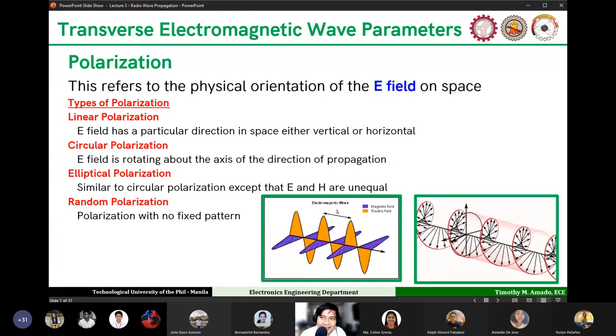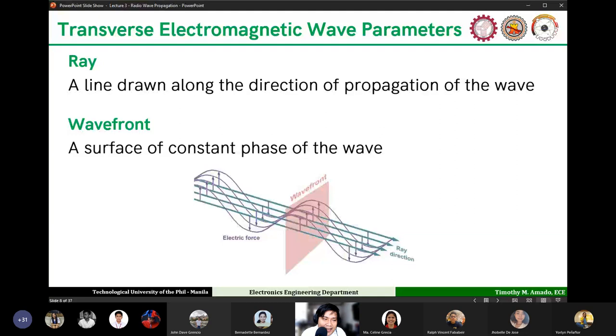Okay? So, nagigets guys? Kaya siya mahalaga. Alright? So, next natin guys, we have the ray and the wavefront. Ang ray guys, basically, this is a line that points to the direction of the wave. And the wavefront naman guys is if you have a cross-sectional area here, yung mabubuo, yung matitrace doon sa cross-sectional area na ilalagay mo that will intercept your transverse electromagnetic wave, that is basically the wavefront.